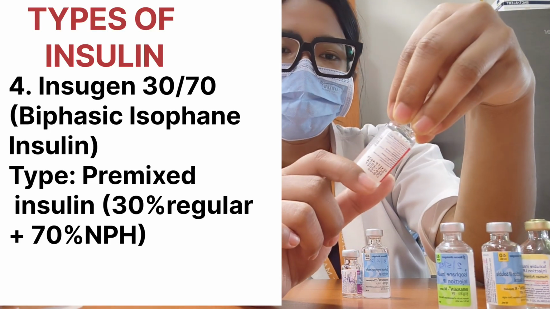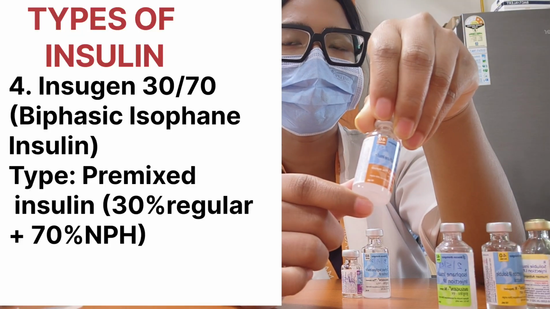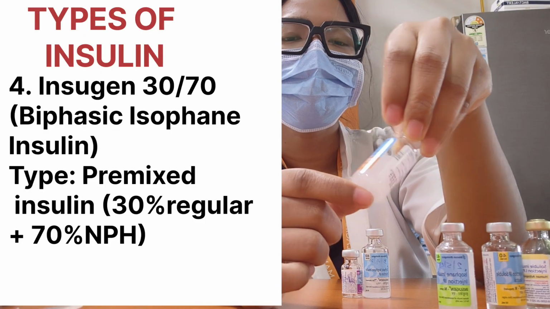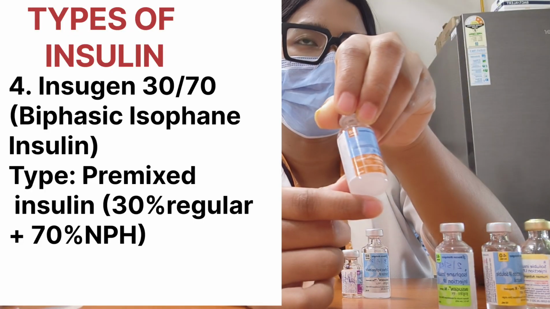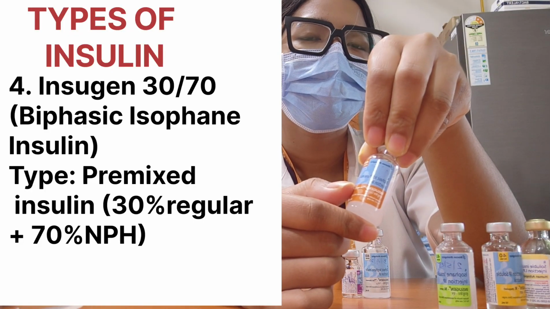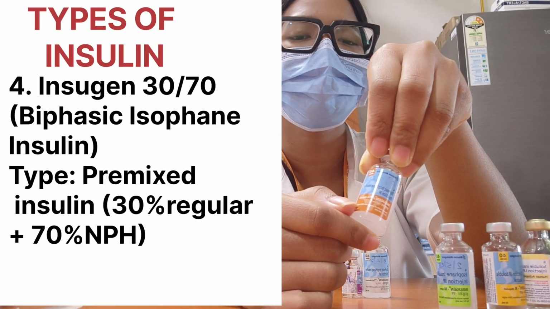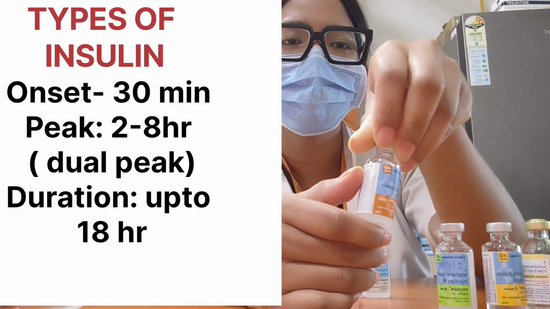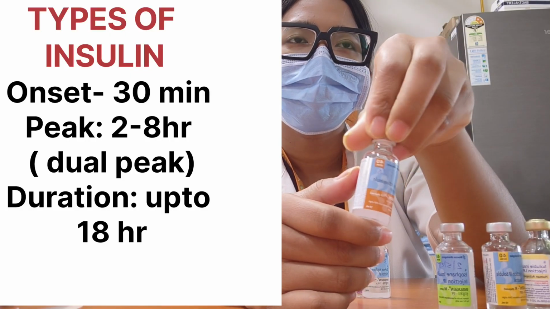This is a biphasic isophane insulin injection. So this is a mixed insulin. Here it is biphasic isophane insulin injection 30:70. That means 30% of regular insulin is present, that is short acting insulin, and 70% of the intermediate acting insulin. So this also comes in 40 international unit per ml. It also starts acting by 1 to 2 hours.